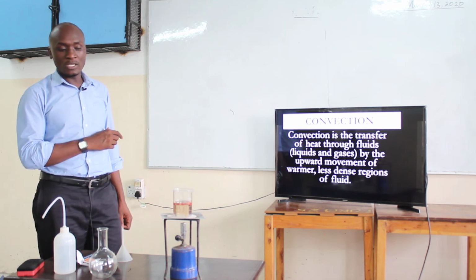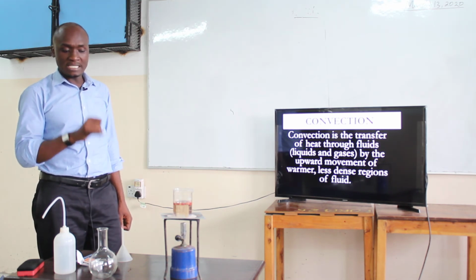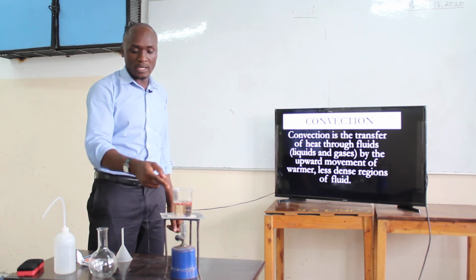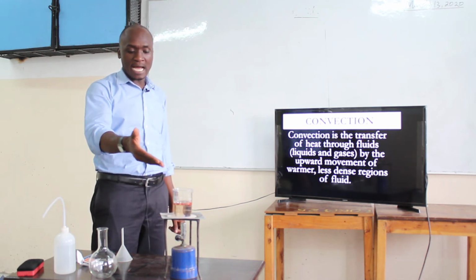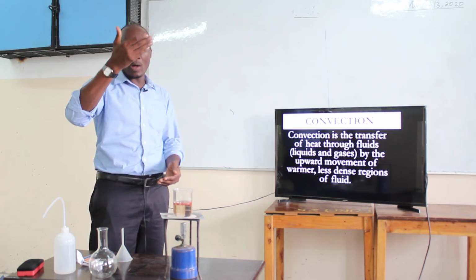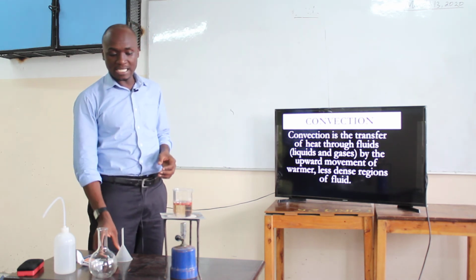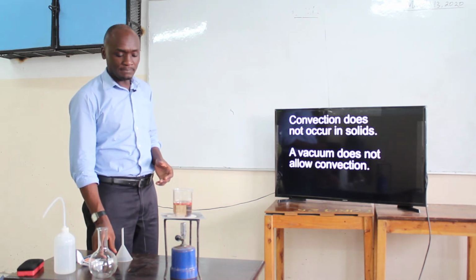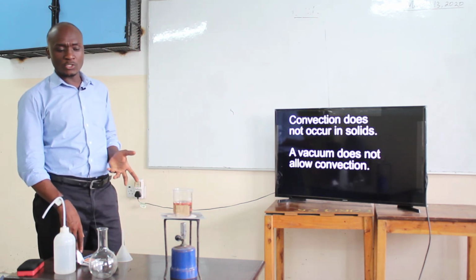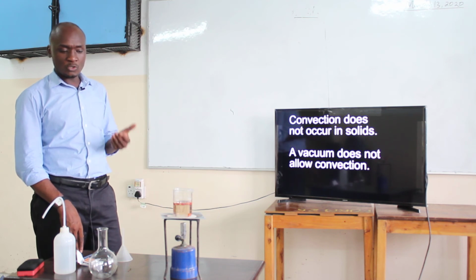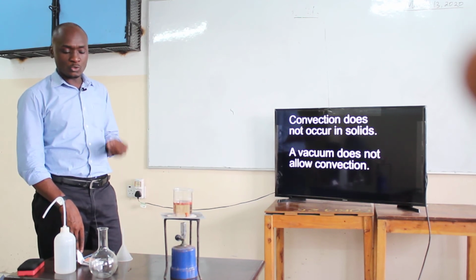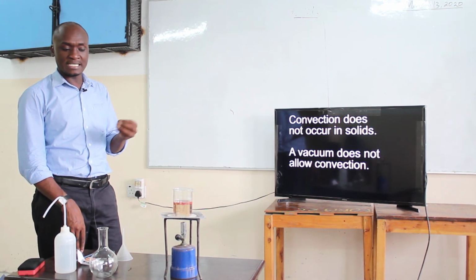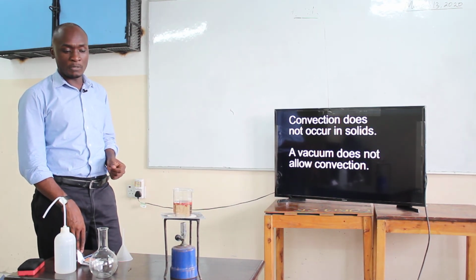Convection will always occur in fluids, which is in liquids and gases. This is just a simple demonstration showing that the particles are now able to move from bottom up. Why? It's because of the difference in density. Now, as I've stated earlier, convection does not occur in solids. Why? Because in solids there are electrons or atoms which cause the transfer of heat from one point to another.